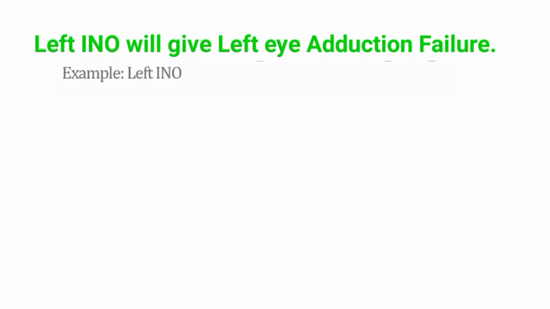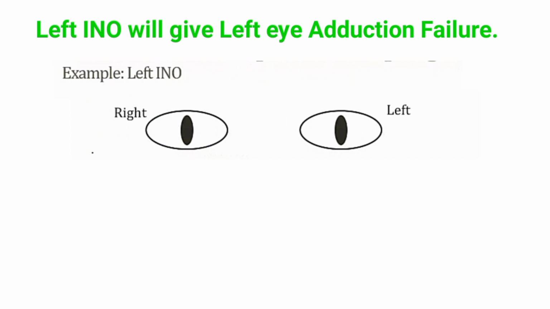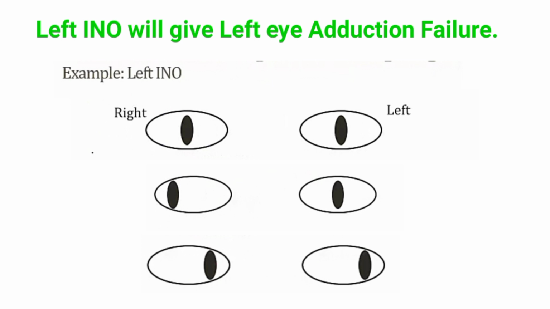These are gaze positions of a patient with left INO. This is a normal position, and this is when the patient is looking towards the right side, and this is the position of the eyes when the patient is looking towards the left side.